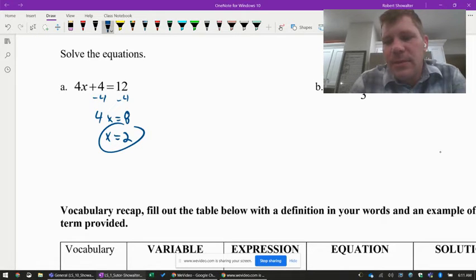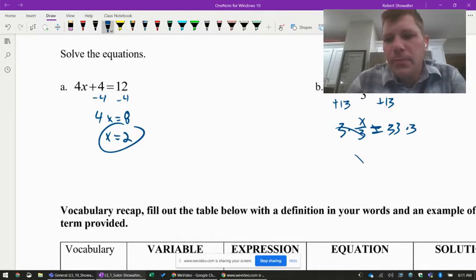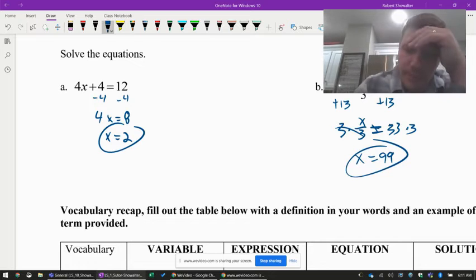On this side, we have x divided by 3, and then we have this minus 13. So that divide is trapped by this minus. So we're going to get rid of that. So we're going to add 13 to both sides. We get x over 3 equals 33. And then we're going to multiply both sides by 3 to get rid of it. We get x equals 99. Hopefully that worked out for you.